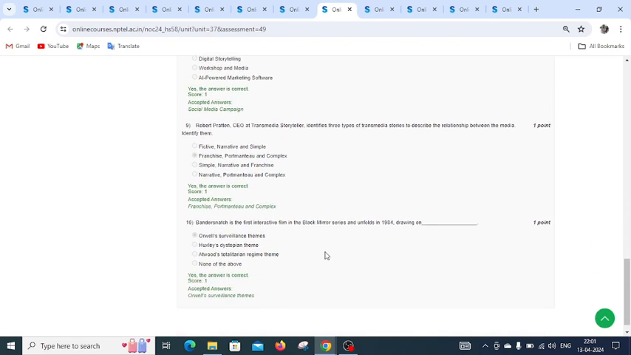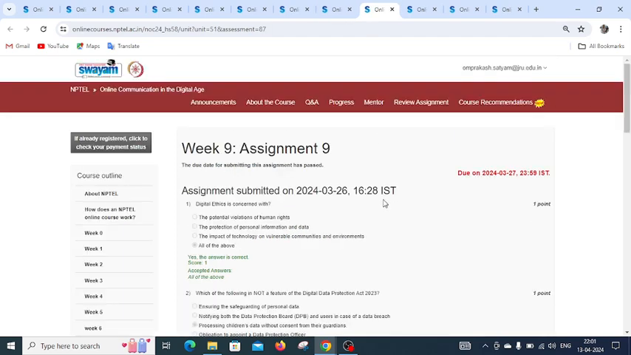Bandersnatch is the first interactive film in the Black Mirror series and is set in 1984, drawing on Orwell's surveillance theme. Moving to week 9, assignment 9.